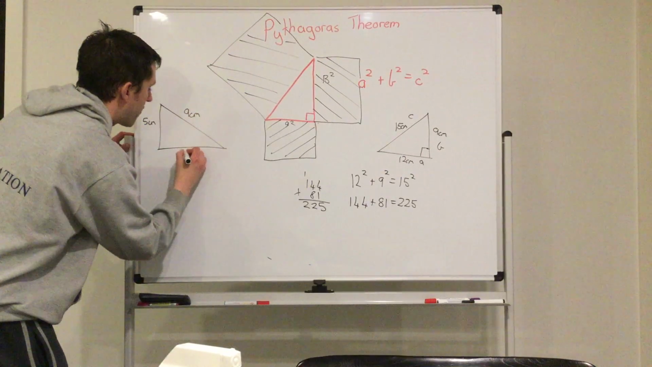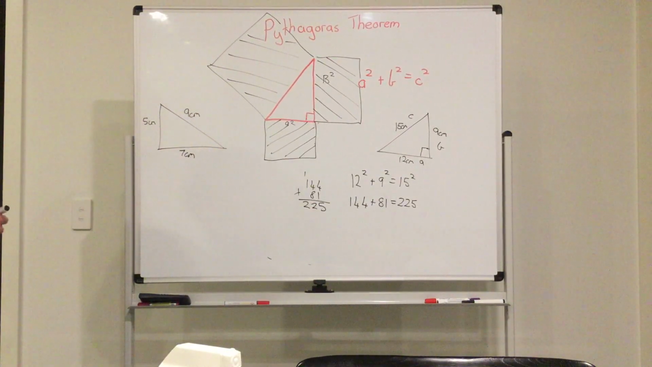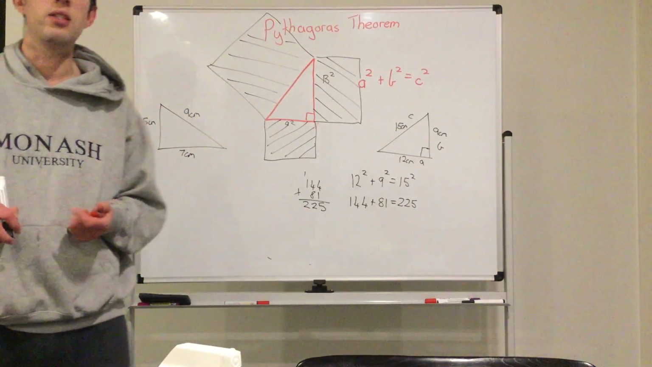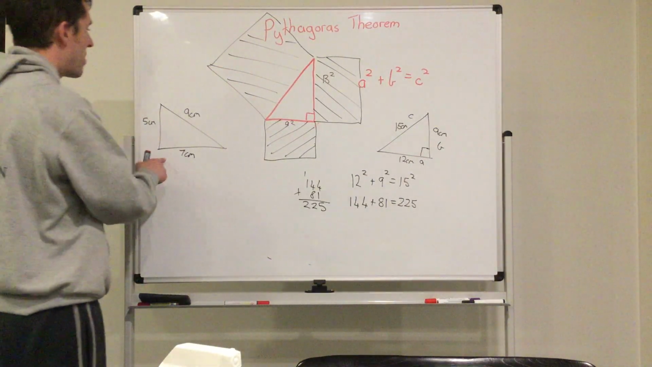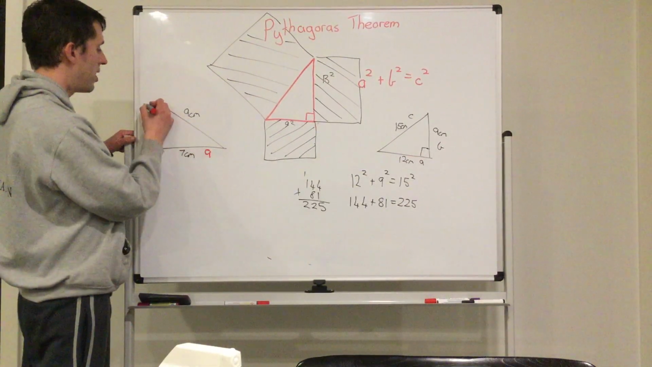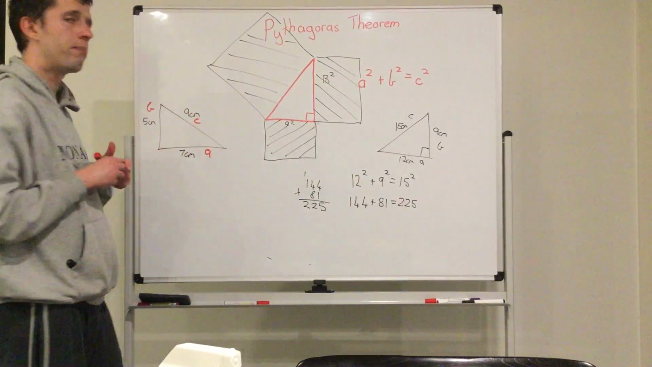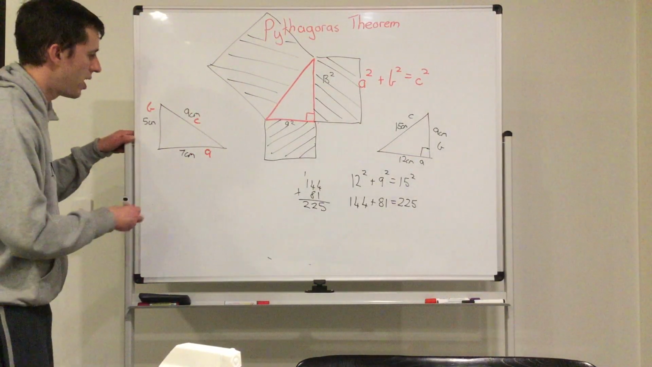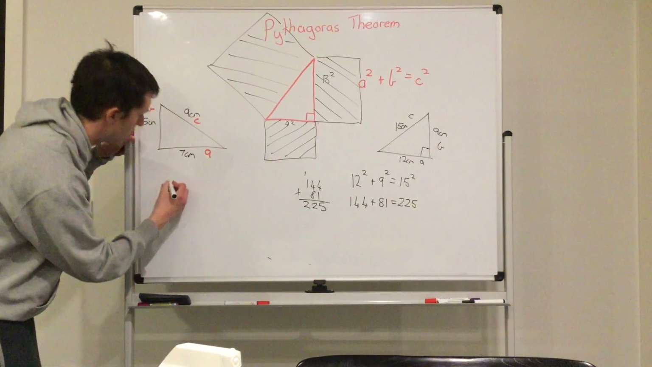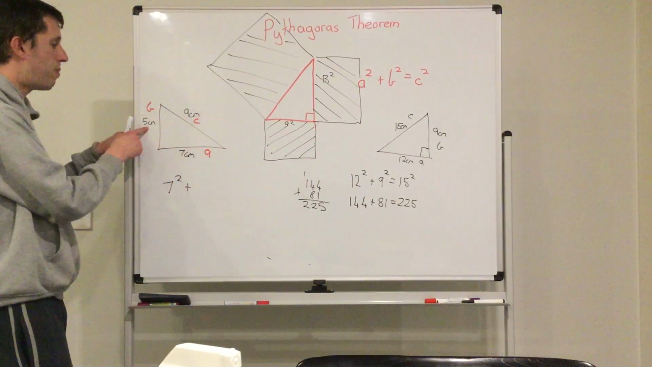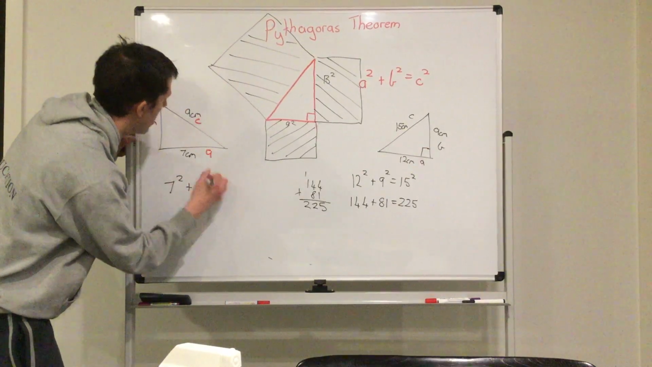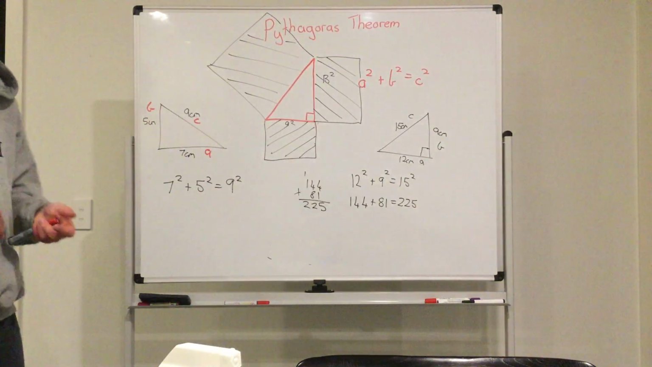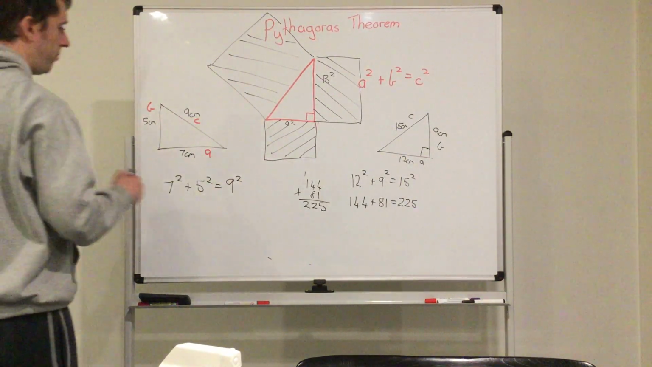So I've got one side that is 5 centimeters, the hypotenuse is 9 centimeters, and then I've got another side that is 7 centimeters. So again, I'm going to label this. I'm going to label this side A, this side B, and this side C. Let's double check if our formula works. A squared is 7 squared. B is 5, so 5 squared, and C equals 9 squared. So we can double check this now by solving this.